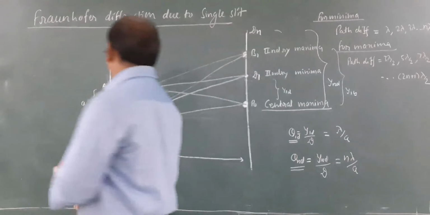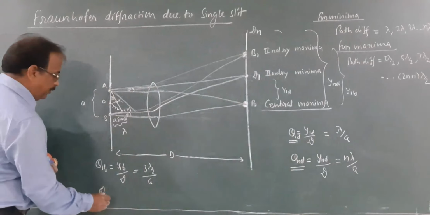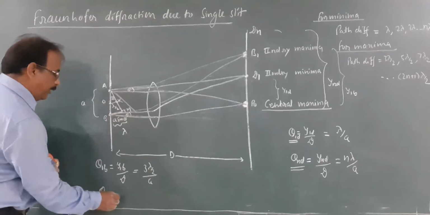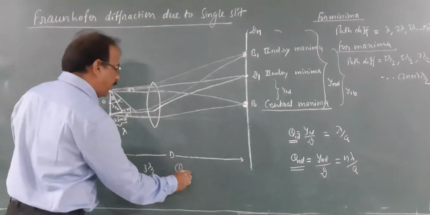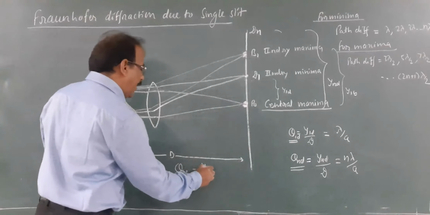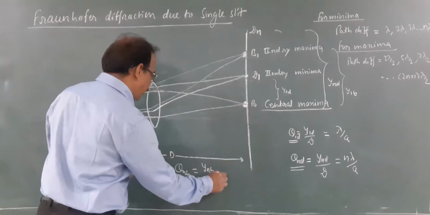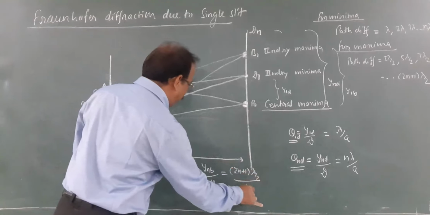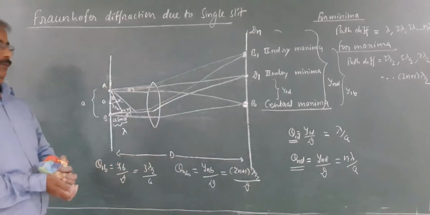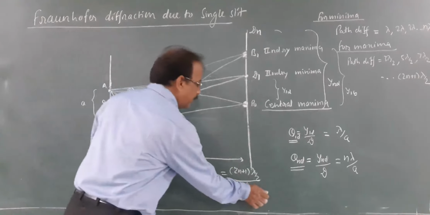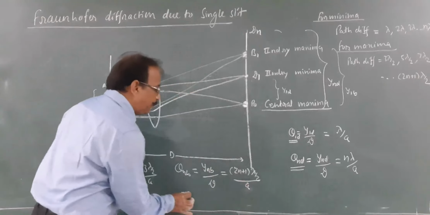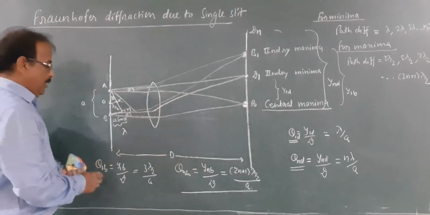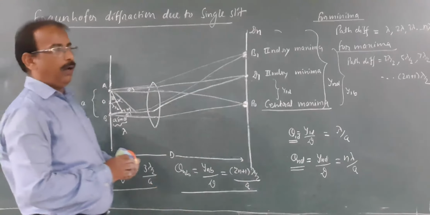Similarly, for nth secondary maxima, theta nb equals yn b upon D, or (2n plus 1) times lambda by 2 upon A. This is the angular width for nth bright band, meaning nth secondary maxima. This is the angular width for first secondary maxima.